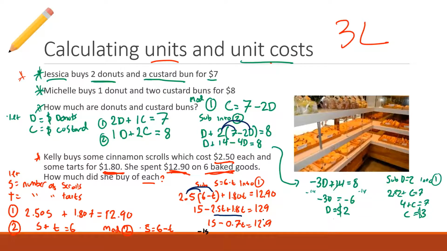I'm going to minus 15 from both sides. I've actually got my calculator out now because I know that I'm going to make a mistake. Negative 0.7t equals negative 2.1. What do you know? T equals 3. And if t equals 3, then that means s must also equal 3 because they have to add to be 6.